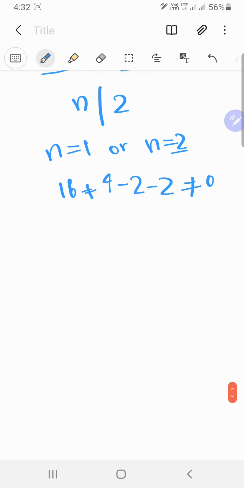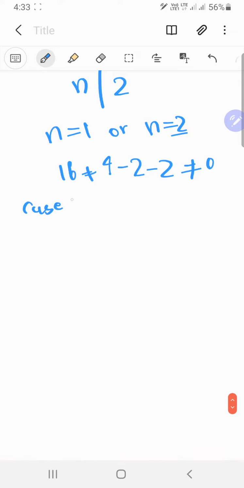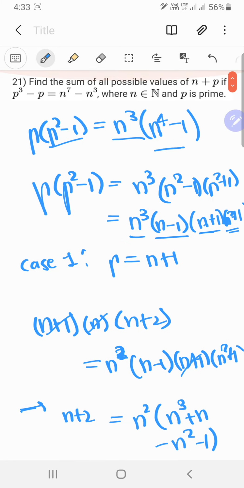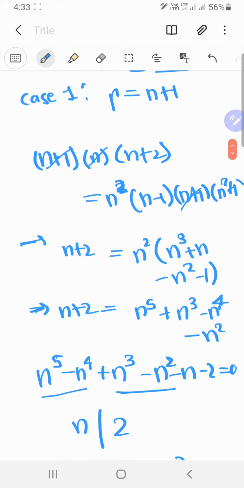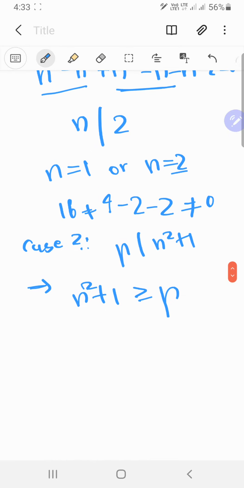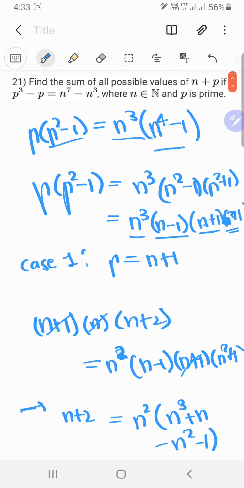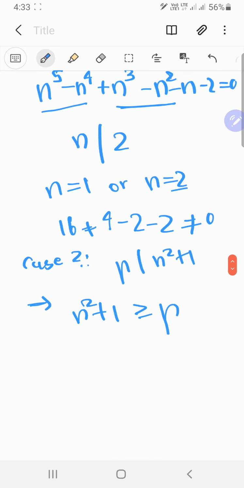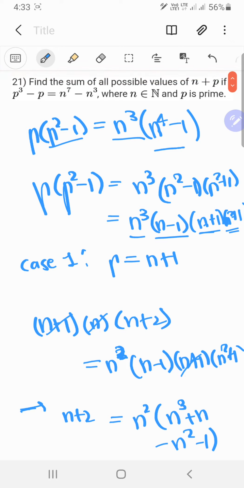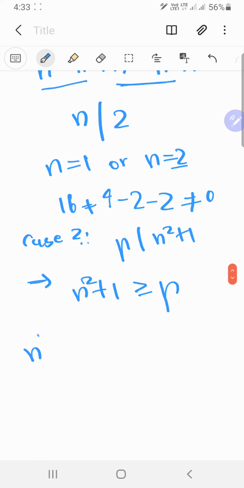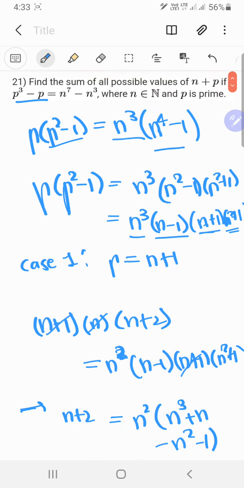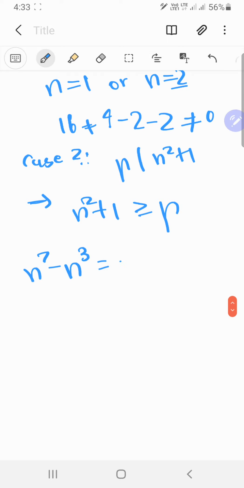So let's move to case 2. Our case 2 is that p divides n squared plus 1, which means that n squared plus 1 is bigger than or equal to p. I was kind of stuck on case 2 of this problem, not getting what to do there. But I actually did figure out how to do this, because this thing is like an increasing function, I can write it like this: n to the power 7 minus n to the power 3 is equal to this function, which is p to the power 3 minus p to the power 1.